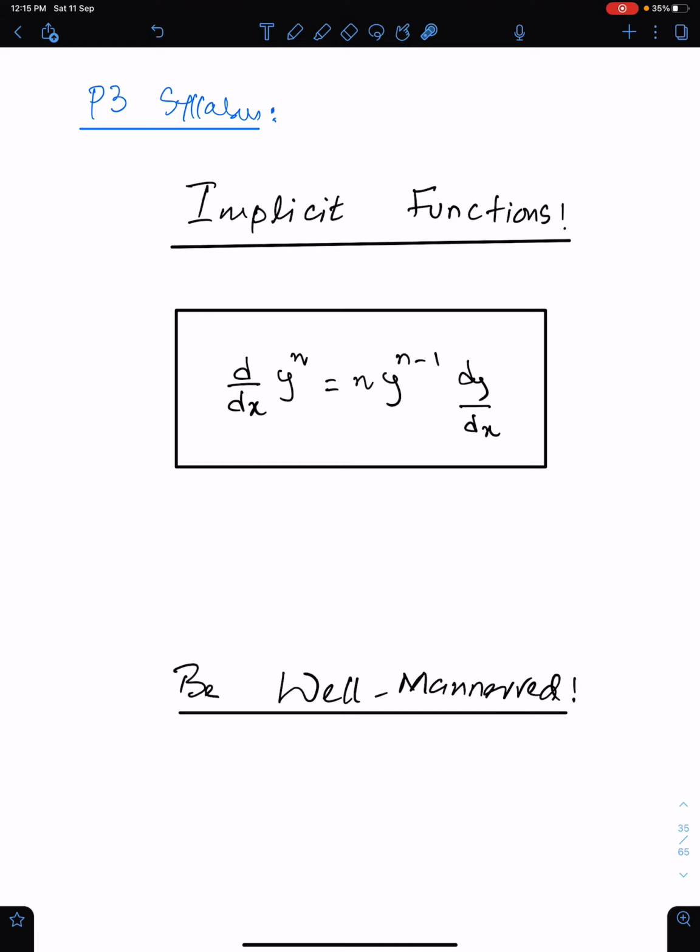Differentiation, Lecture 2. P3 syllabus. Implicit functions. Implicit functions means the differential of a function with different operator. In this case, differentiation of y with respect to x.